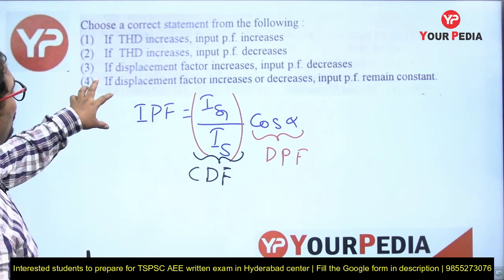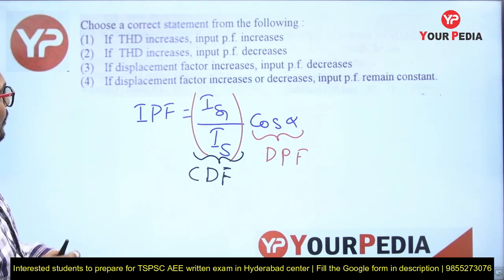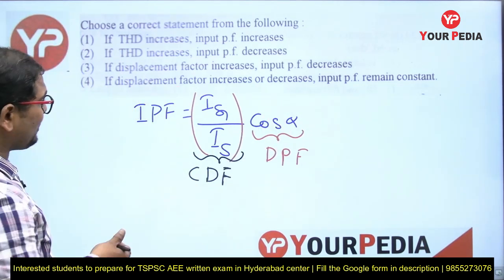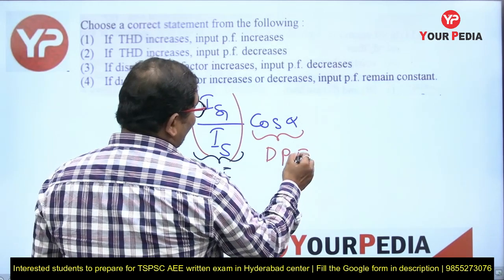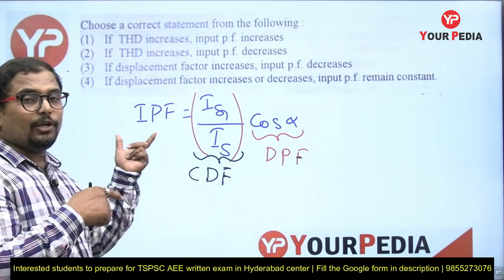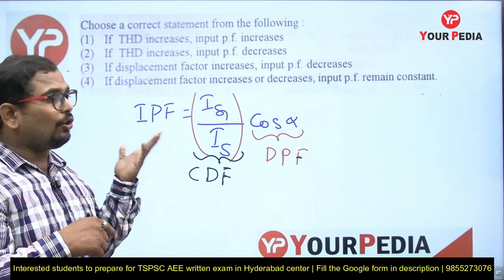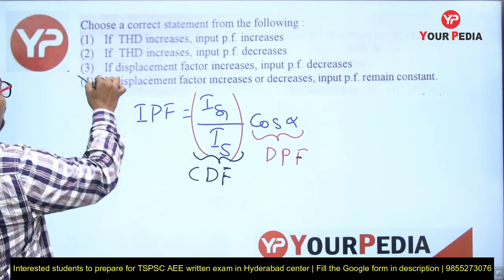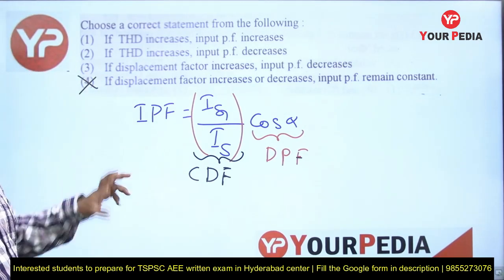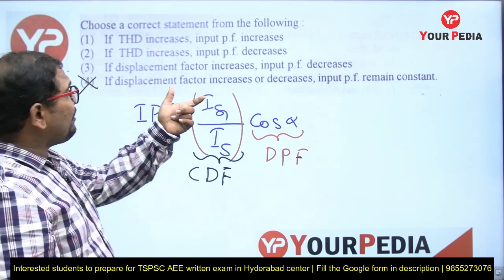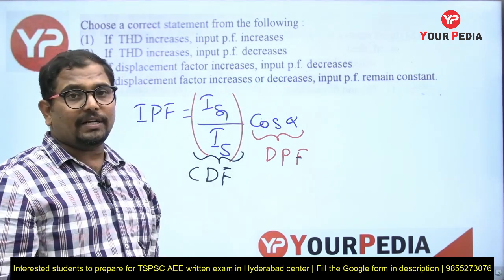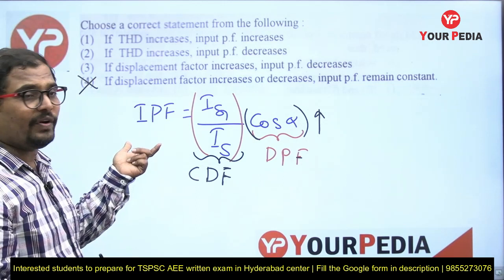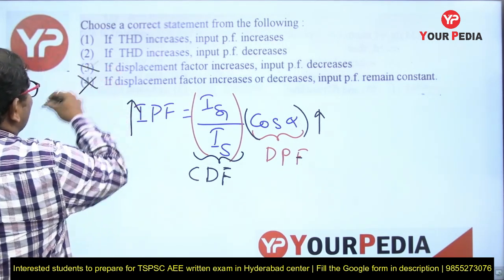Now for the third and fourth options, there is a displacement factor relation with the input power factor. If there is a change in the displacement factor, will the input power factor, IPF, remain constant? No. If this increases, this also increases. If this decreases, this also decreases. So option 4 can be eliminated directly by using this equation. Yes or not? Now, if displacement factor increases, input power factor decreases, he has mentioned. But if this increases, what happens to the input power factor? It also increases. So option 3 is also eliminated.